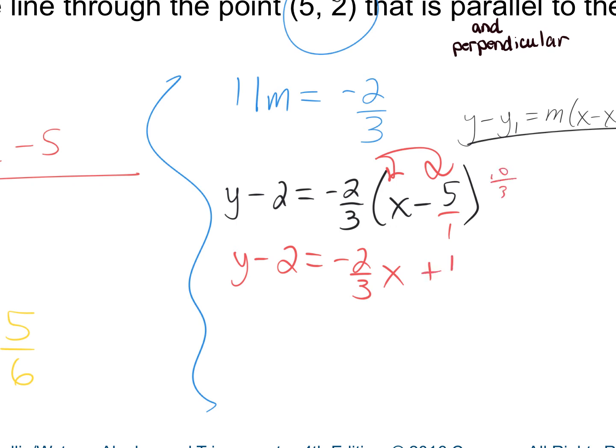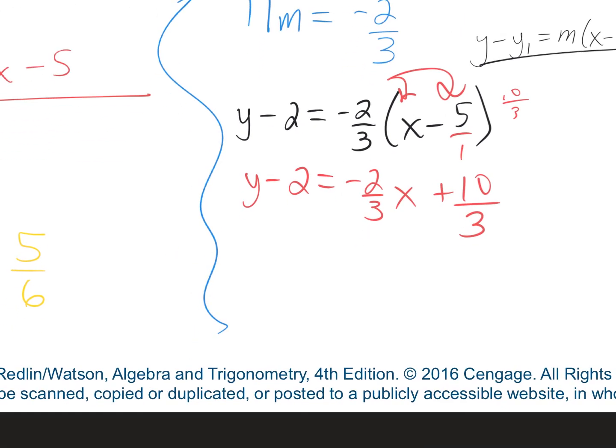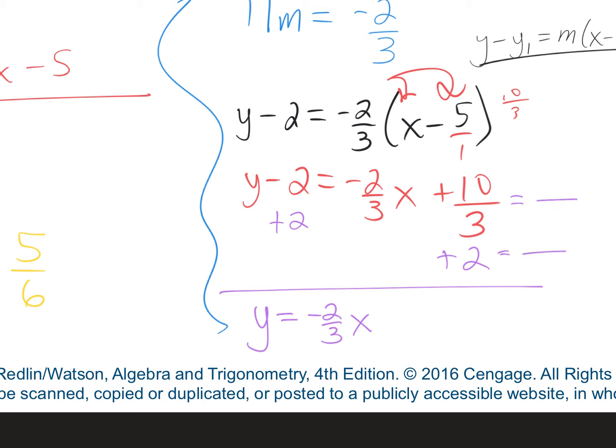So it's plus 10 over 3, right? And now we freak out just a little bit because we're like, oh no, we have to add fractions. That's okay, we can do it. I have to get y all by itself, so what do I do? I'm going to add 2. Add 2 here and add 2 here. So we end up with y equals negative 2/3 x. Now we're going to get a common denominator. What is a common denominator between 1 and 3? 3. So this will stay as 10/3.